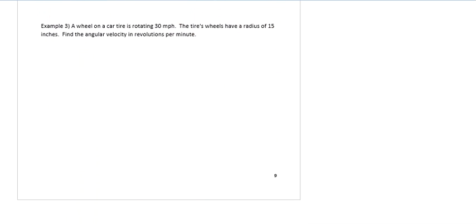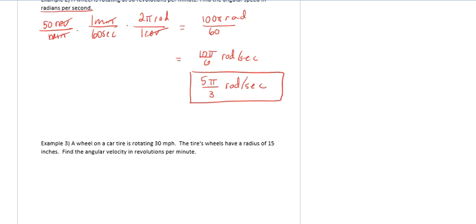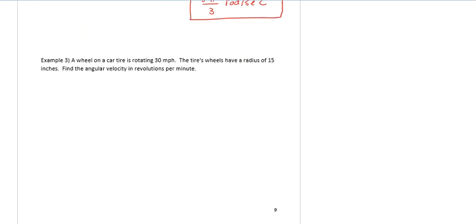All right. Last problem. A wheel on a tire is rotating at 30 miles per hour. Now this is a tricky one because that is not an angular speed. That's actually what's called a linear speed because it's how far I'm traveling. So notice it doesn't say revolutions, it's miles. The tire's wheels have a radius of 15 inches. Find the angular velocity in revolutions per minute.